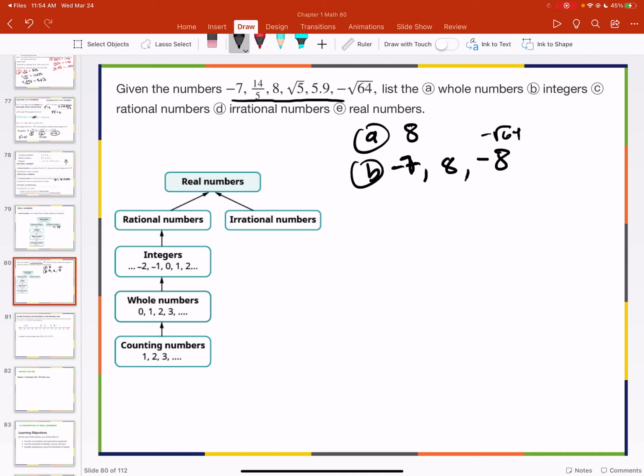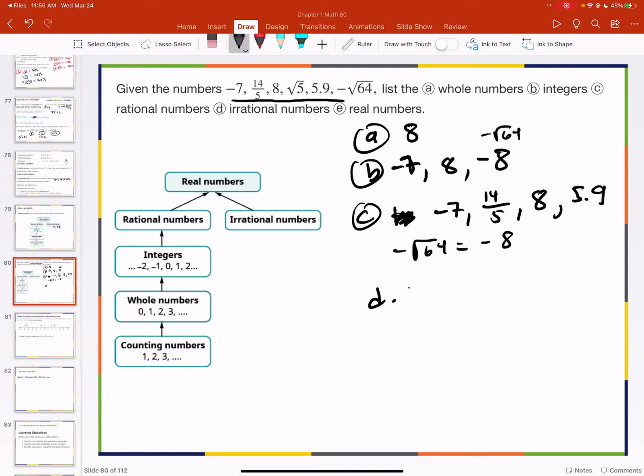And then you have C, the rationals. Rational numbers are -7, 14 over 5, and 8. Remember, all whole numbers and integers are considered rationals. Also 5.9 because it stops, and negative square root of 64, which is equal to -8. And then D, irrationals: you have the square root of 5, and that's it for irrationals. And then E, real numbers are all of them.